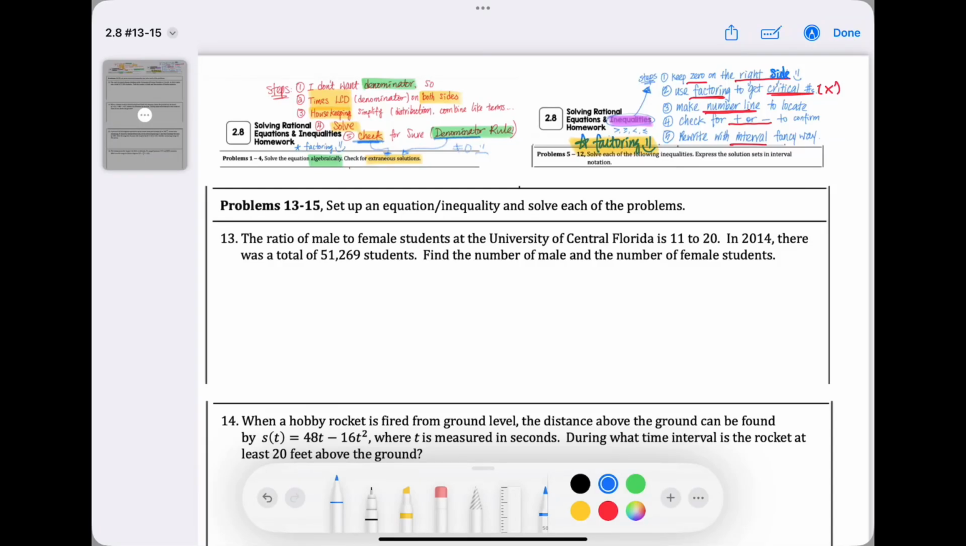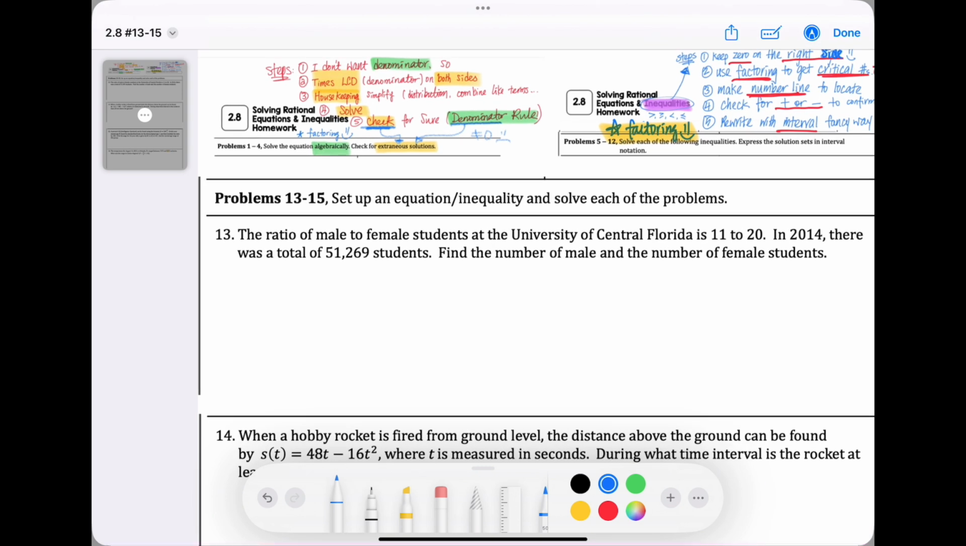Okay, finally, let's have some fun with the application by solving the rational function or the inequality. So remember, when we read a question, we're going to pick up the keyword and we're going to look at a number, and if there is an equation, we're going to use it. So let's go. Number 13.